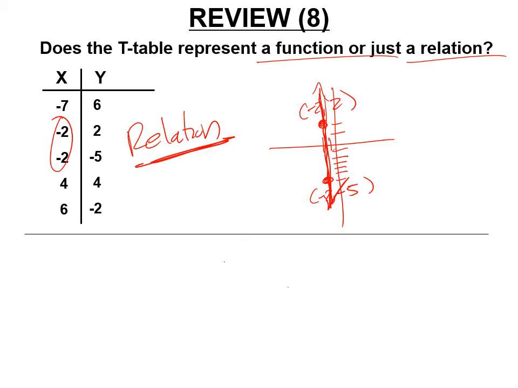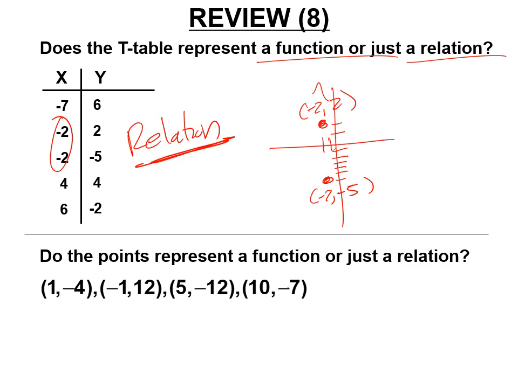This fails the vertical line test. A vertical line hits it twice. Again, we have 1, -1, 5, and 10. Now, in both these cases, these are not linear functions. These are random points that are just graphed. They're not connected by a line. But there are no duplicates here, so yeah, that's a function. It's not a linear function, okay? It's just a bunch of points.